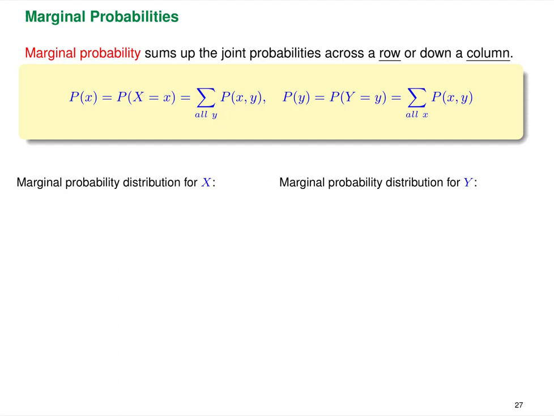Then the marginal probability assigns the probability distribution for only one of the two random variables. It is computed by summing up the joint probabilities across the row or down a column in the previous table. We can then calculate the corresponding mean, variance, and standard deviation for each individual random variable using the marginal distribution. Now, let's see how to compute the marginal probability distribution for x and y respectively in the previous example.